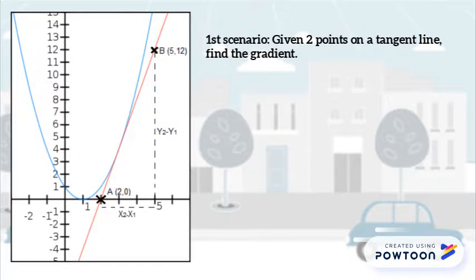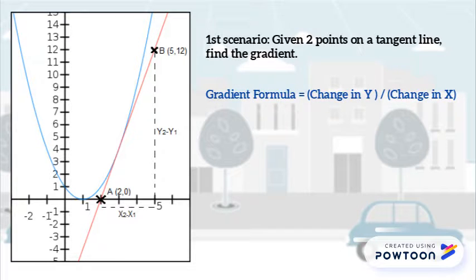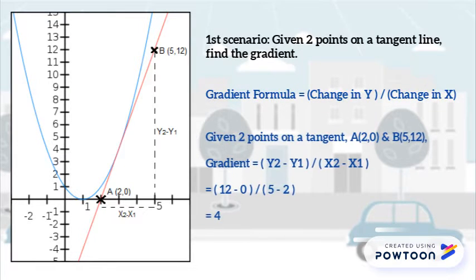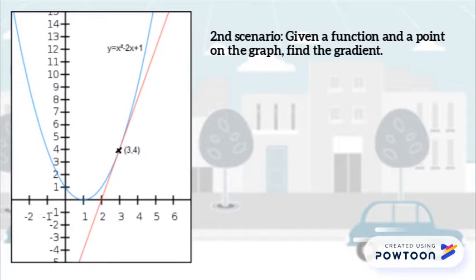For the first scenario, if we are given 2 points on the tangent line, we are able to find the gradient. The gradient formula is given by the change in y over the change in x. Given the values of points A and B, we are able to calculate the gradient, which in this case equals 4. For the second scenario, if we are given a function and a point on the graph, we are still able to find the gradient.